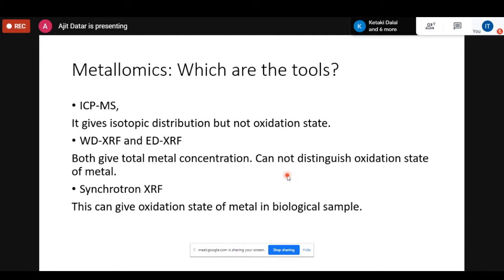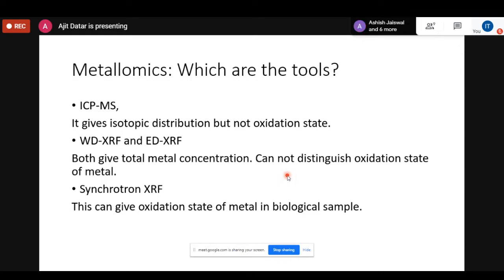There is a new technique which I am going to talk about a little bit, one slide only, which is called synchrotron XRF, and that's the one which is a good technique for this metallomics analysis. Why is it so? We'll see. The basic reason why it is used is to give you the oxidation state of a metal in a biological sample.